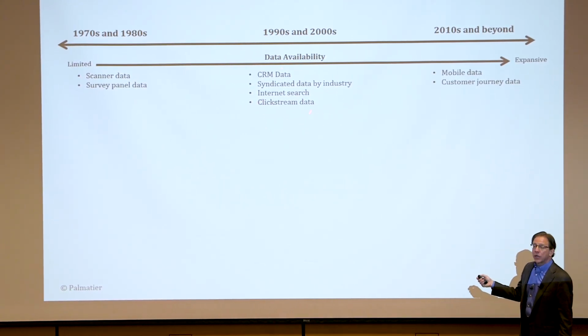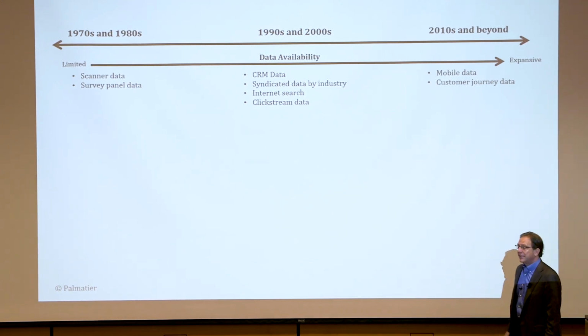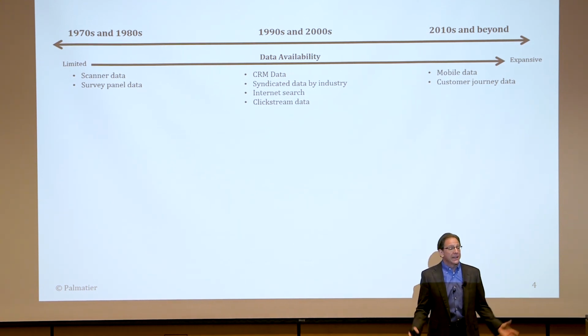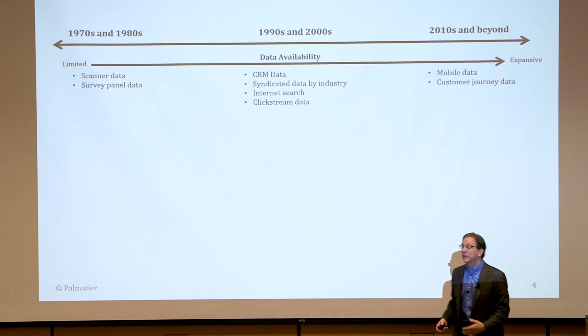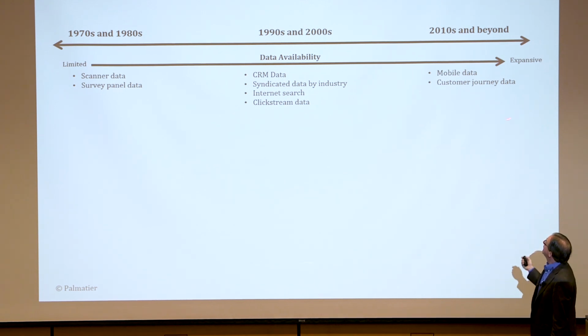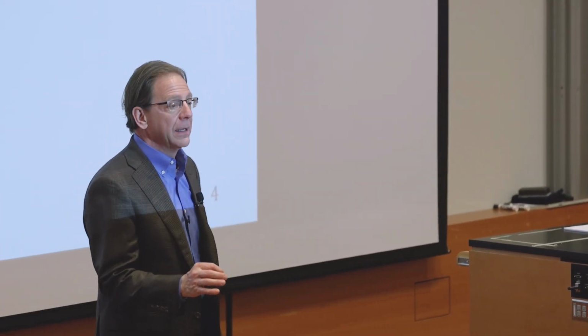Then CRM data, customer relationship management data, and syndicated data where you could buy it by industry. It's like the cell phone companies getting together and providing all their data to one third party. That party pulls all the data together, removes the names of the people and the companies, and then that data is available. And obviously, the internet generates a lot of data. And now in 2010 and beyond, we're getting to mobile data and customer journey data. Mobile data is going to phenomenally change marketing as time goes on, because not only do you need to target what a customer wants, but you want to target it when they want it.